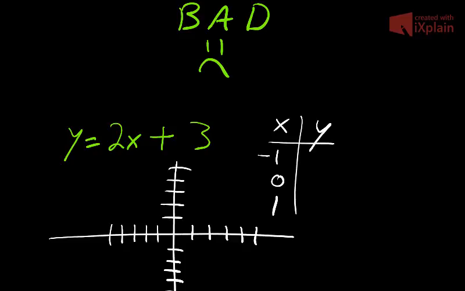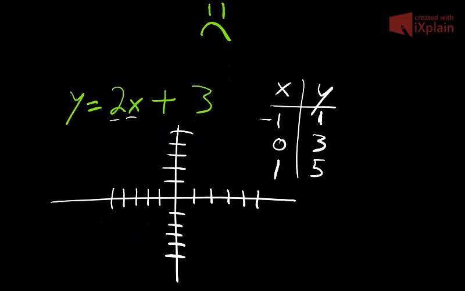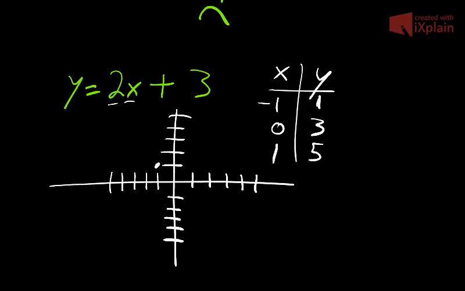If I plug in -1 for x here, I get 2 times -1. 2 times -1 is going to be -2, plus 3 is going to be 1. We can try 0 for x. 2 times 0 is definitely 0. 0 plus 3 is 3. And if I plug in 1 for x, I'm going to get 2 times 1. 2 times 1 is 2, plus 3 is 5. So I can graph these now. -1, 1 is right here. 0, 3 is right there. And 1, 5 is going to be right there. And that gives me this nice straight line.